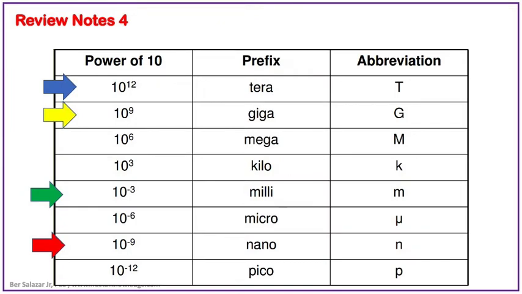Here's the table for engineering notation and the equivalent metric prefixes. Blue arrow, 10 to the 12 is tera, abbreviated capital T. Yellow arrow, 10 to the 9 is giga, abbreviated capital G. Green arrow, 10 to the negative 3 is milli, abbreviated small m. Red arrow, 10 to the negative 9 is nano, abbreviated small n, and so on.